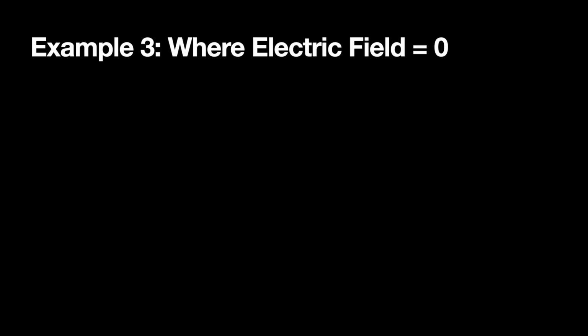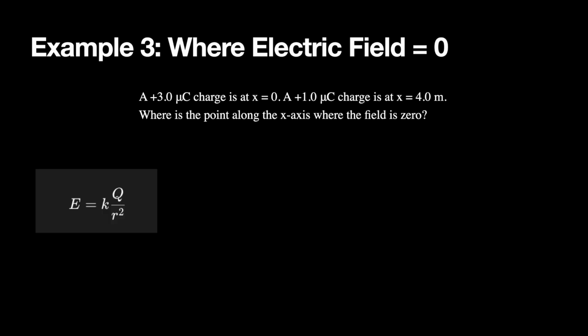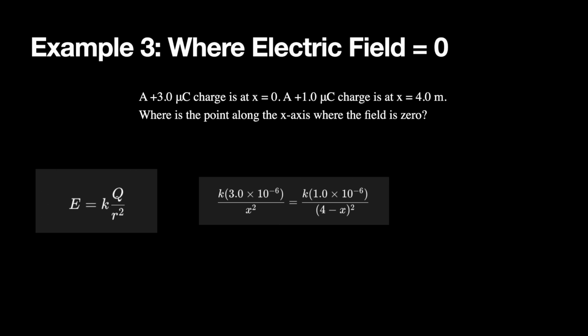And here's one more last common problem type, finding where electric field is equal to 0. Pause the video and read the problem. Well, this time we have to use our equation for electric field, and since we need to find where the electric field is equal to 0, we need to find the point at which the electric field from both charges is equal to each other, or the same. And we also need to get a common variable for the distance, so we use x, or the distance from the origin.